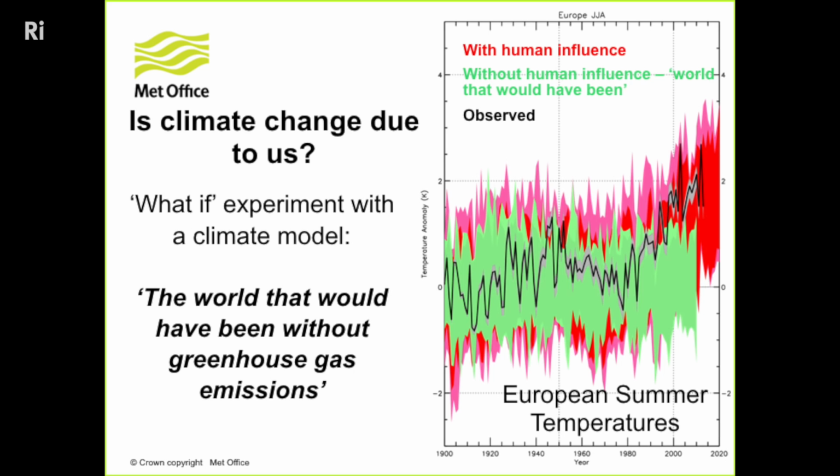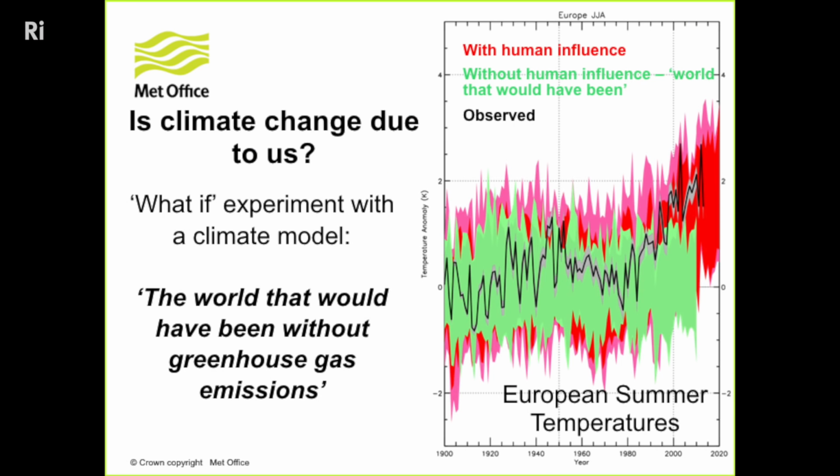We have a red set and pink set, which uses the greenhouse gas concentrations that we've observed. And then we have a green set, that's the world that would have been if we hadn't been increasing carbon dioxide and other greenhouse gases. And what we can see here very clearly is that the observations are no longer captured by the world that would have been. It's very clear that what we're doing by increasing greenhouse gas concentrations is leading to that change in European summer temperatures.